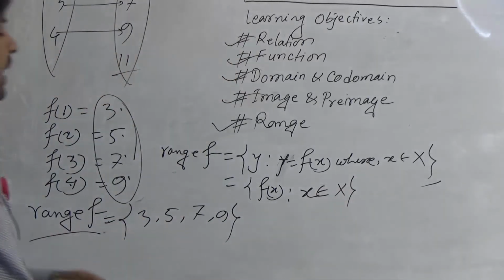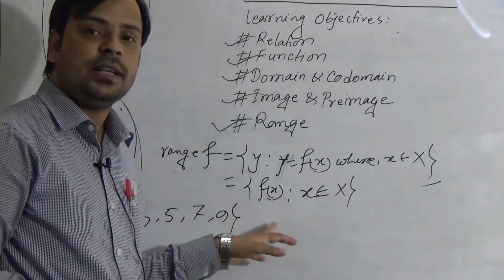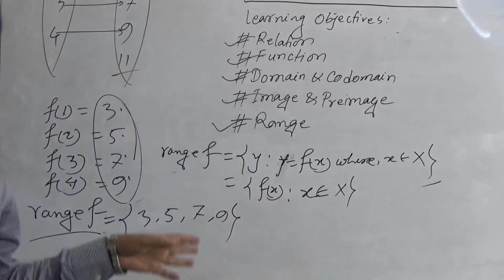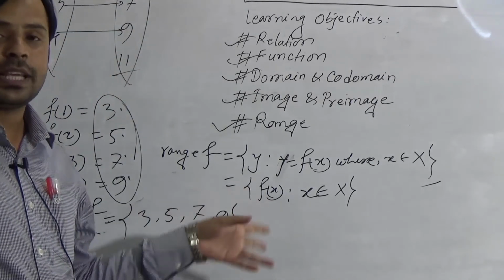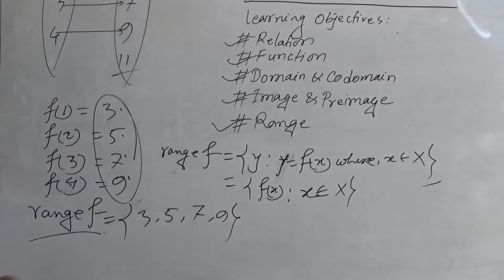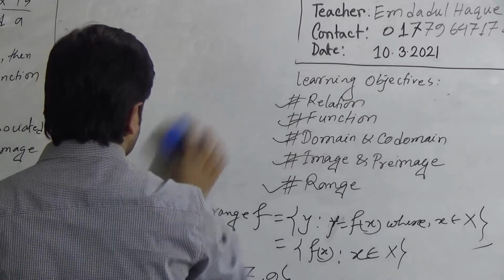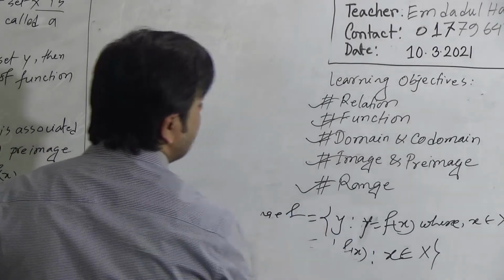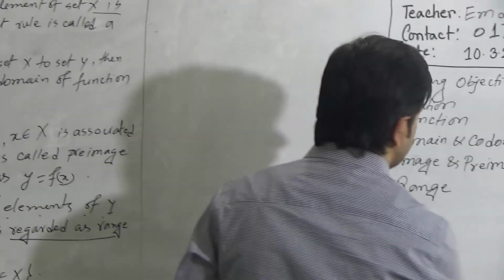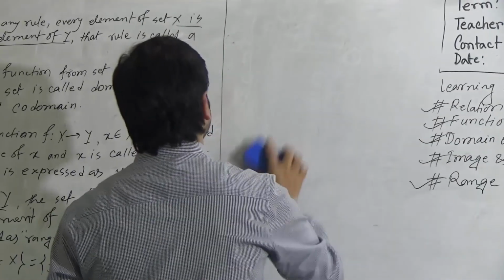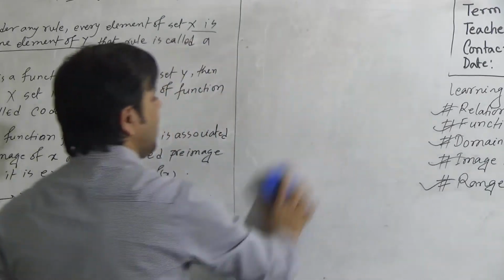So for every x we will get f(x), and the set containing f(x), that means all the images, is known as range. Okay, dear students, I hope the concept of range is also clear. So you should study these topics at home clearly, and if you face any problem, you can contact us. We will try to resolve your problem in our live class.